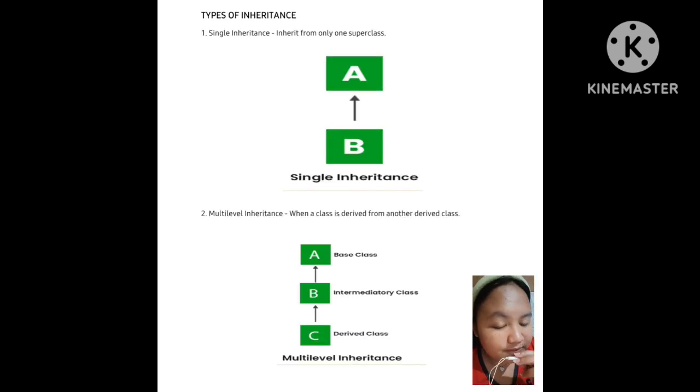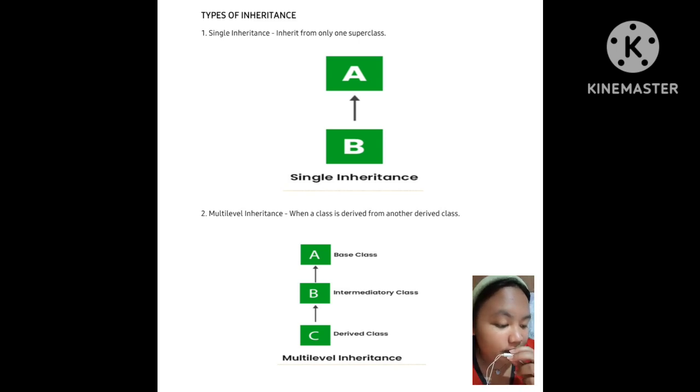So there are 5 types of inheritance: single inheritance, multilevel inheritance, hierarchical inheritance, multiple inheritance, and hybrid inheritance. Single inheritance means inheriting from only one superclass. It can only be one, nothing else.